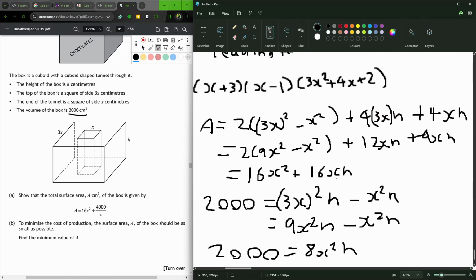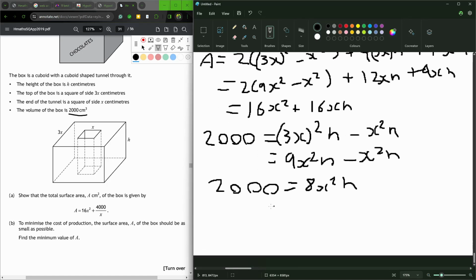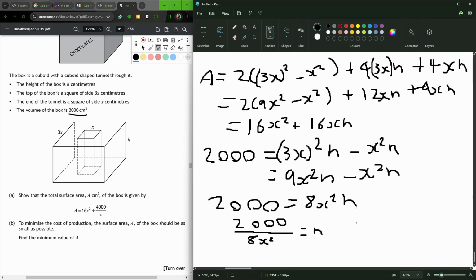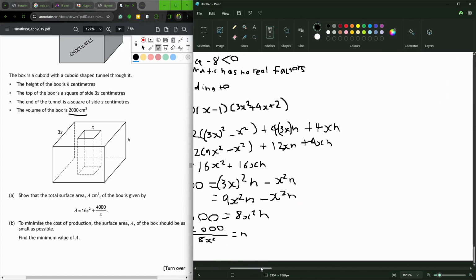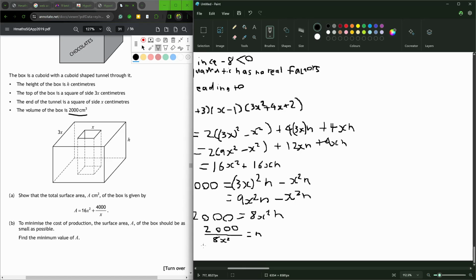And we want to move this around just to get h. So if we divide 2000 by 8 x squared, we get this fraction, which I'm running out of canvas room here. I'll just start moving around. Which then means we can simplify this. If we divide everything by 8, we'll get 250 over x squared equals h.